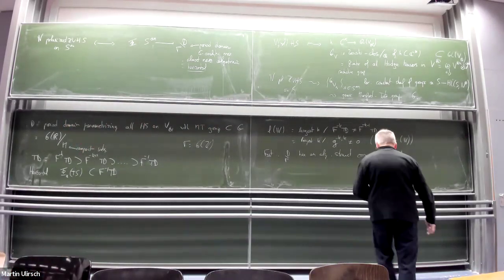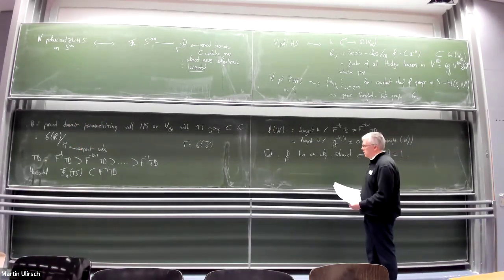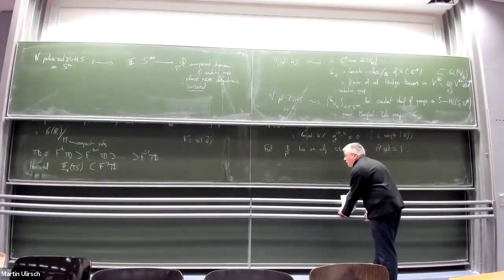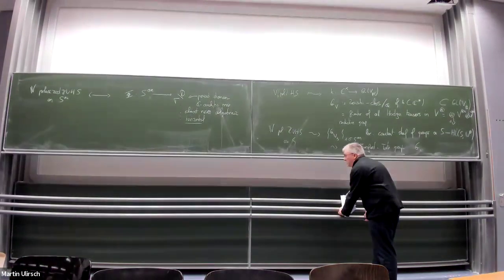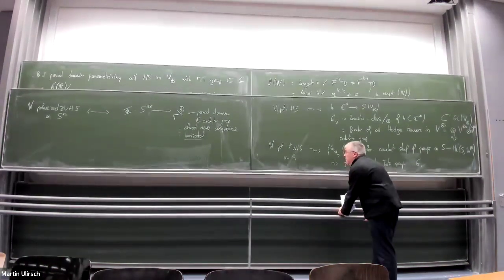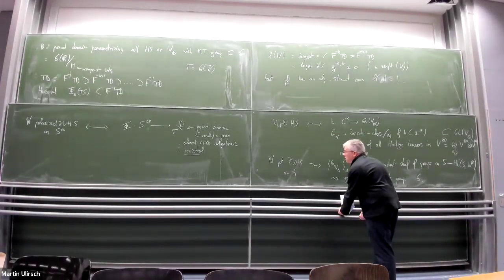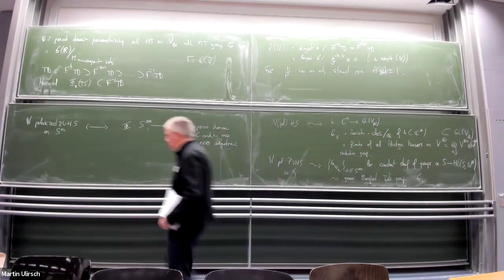Okay, so now what is the main picture? Let me maybe now draw the picture. So what is the relation of this picture with other fields? Now that I can do this, well, just the following.